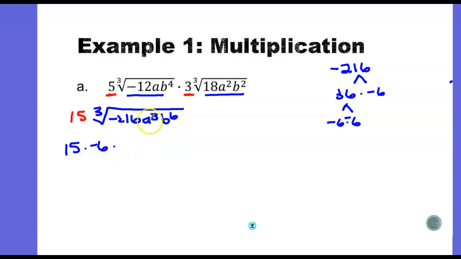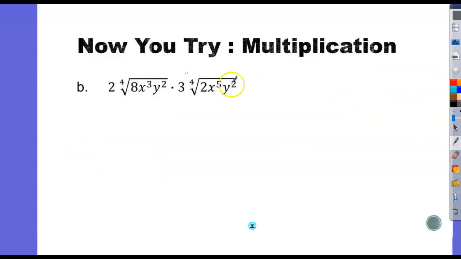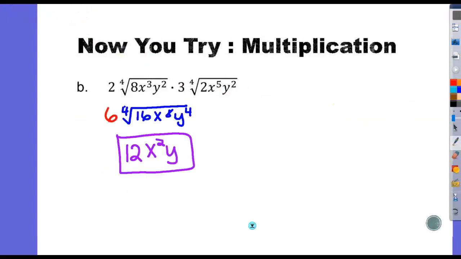And if I wrote out 3 A's, I would have one group of A's. And if I wrote 6 B's, then I would have 2 groups of B's. So my answer to this one is negative 90a b squared. Go ahead and try this one on your own. All right, check your answer with what I got. See if you got the same thing. I hope you did. I think you would.